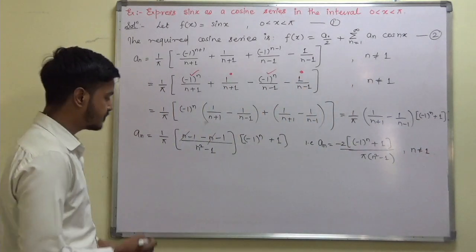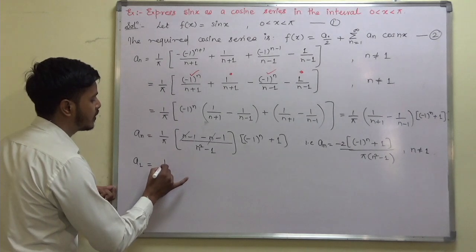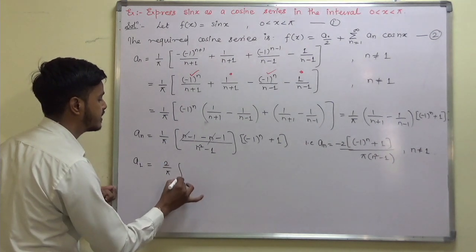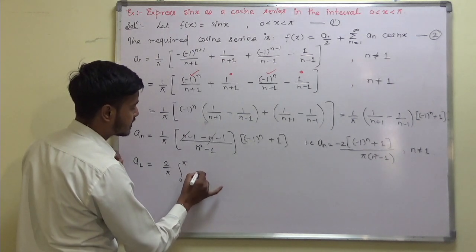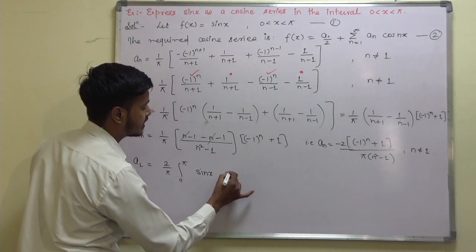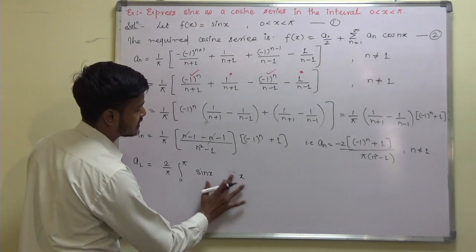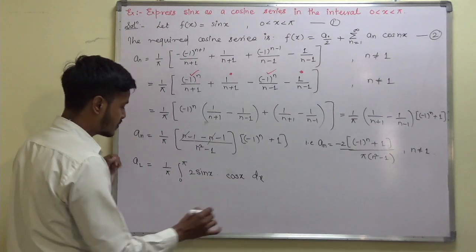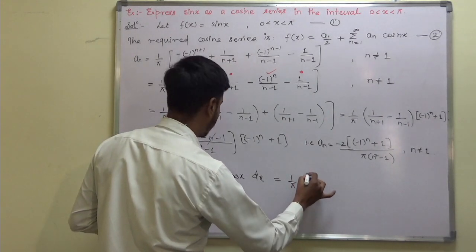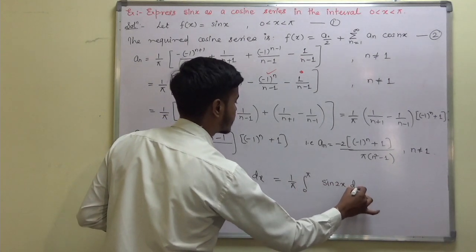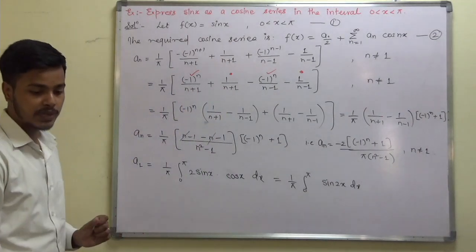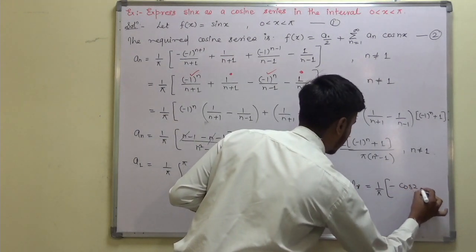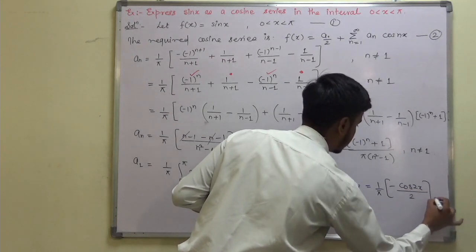Now let me find out a1. What is a1? A1 is equal to 2 by pi integration 0 to pi f of x, that is sine x, into cos x dx, since this is the cosine series. So I can give this 2 to here. So this becomes 1 by pi integration 0 to pi sine 2x dx. What is integration of sine 2x? It is cos 2x by 2 with negative sign. So you can write here 1 by pi minus cos 2x upon 2, 0 to pi.